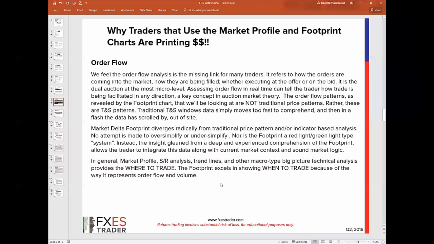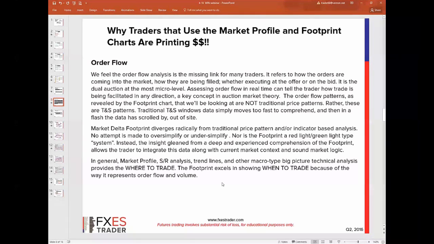I highly suggest everybody read this. We feel that order flow analysis is the missing link for many traders. It refers to how orders are coming into the market, how they're being filled, whether executing at the offer or on the bid. It is the dual auction at its most micro level. So assessing order flow in real time can tell traders how the trade is being facilitated in any direction. Obviously a key concept in auction market theory, but now it's being applied to the actual order flow patterns.